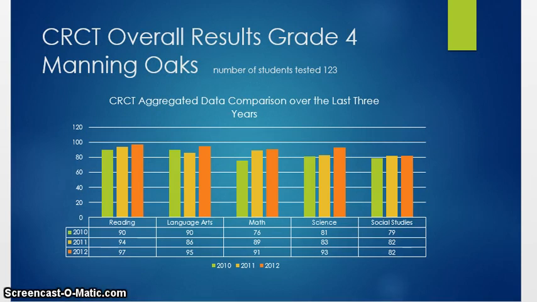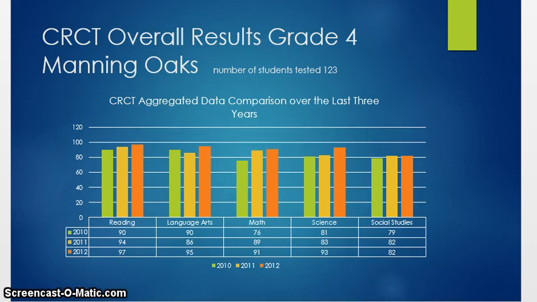Math, we were 76% meets or exceeds on the 2010 CRCT, jumping to 89% of students meeting or exceeding math in grade 4 at Manning Oaks Elementary School. That is definitely a double-digit gain as well. And then another raise of 3% to 91% of students meeting or exceeding math the last CRCT year. Definitely positive increases for reading and for math.